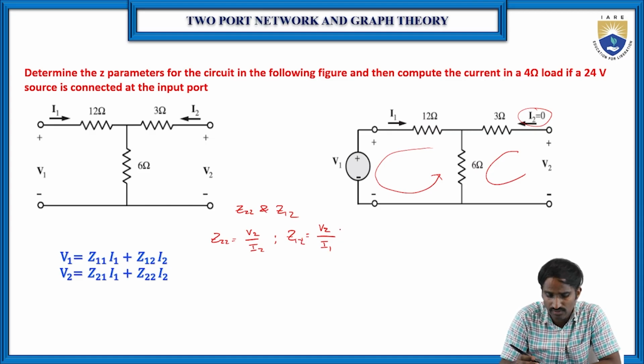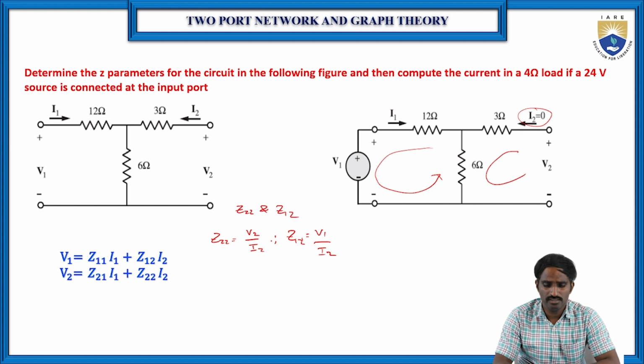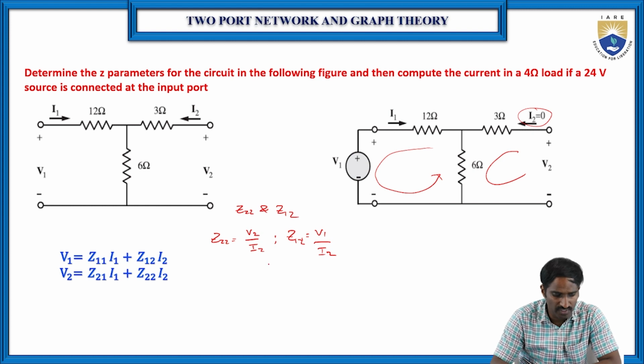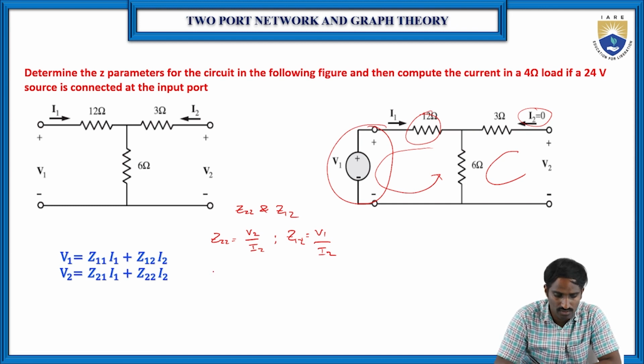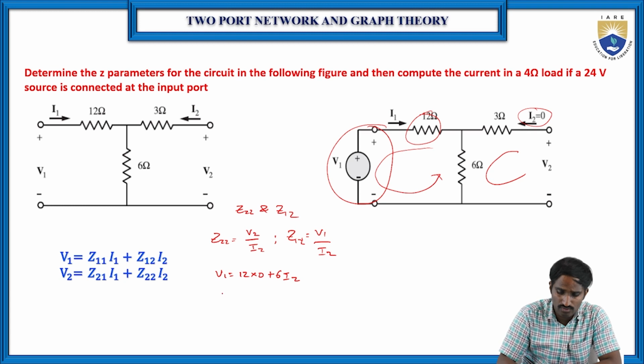So Z12 is equal to V1 by I2. Again here we need to find the value of V2 in terms of I2 and the value of V1 in terms of I2. First let me find the V1 value. The input is an open circuit, so the current flowing through the 12 ohm resistor becomes 0. So V1 is equal to 12 into 0 plus 6 into I2, since I1 is equal to 0.